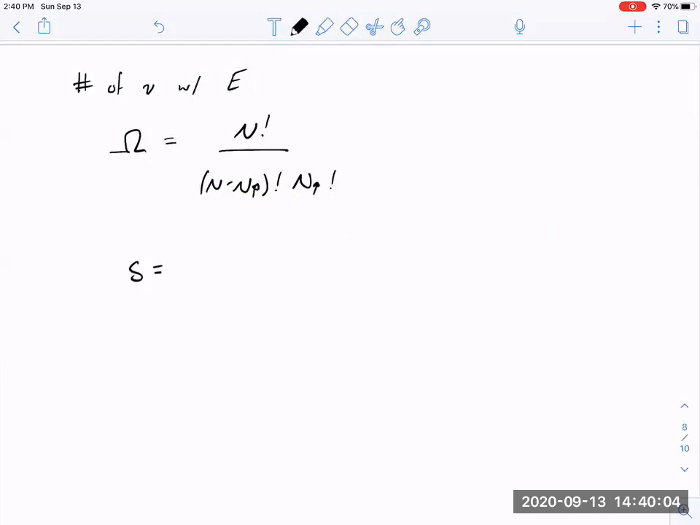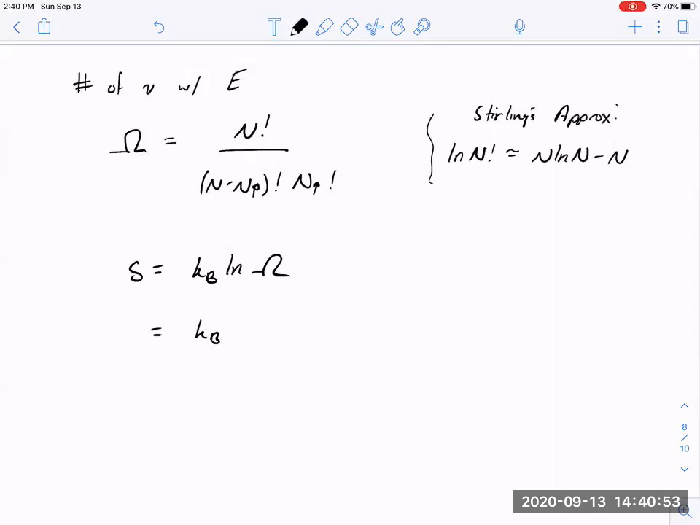Now the entropy of this system with n up spins is just kB log omega. We've computed omega explicitly, which means we have an explicit equation for the entropy. If we note further Stirling's approximation, which you have now been exposed to in your homework, that log n factorial is to a very good approximation n log n minus n, and we imagine that the system is large, we can plug in omega here.